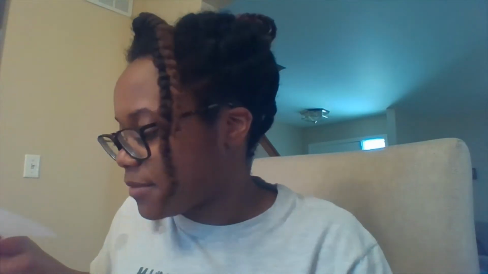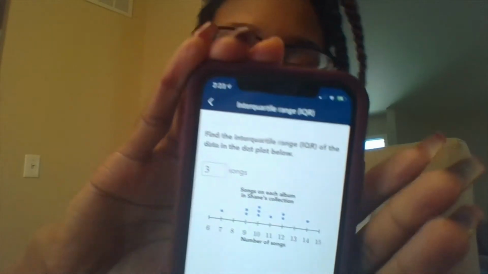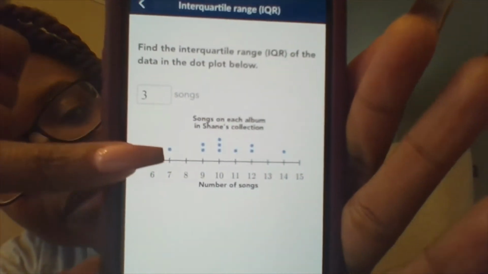Now let's take a look at some of the Khan Academy problems. I give you 2 problem sets. The first one is just calculating the interquartile range. So in my first problem, they gave me a dot plot that represents the songs on each album in Shane's collection. And they ask you to find the interquartile range. So again, we know how to read dot plots.